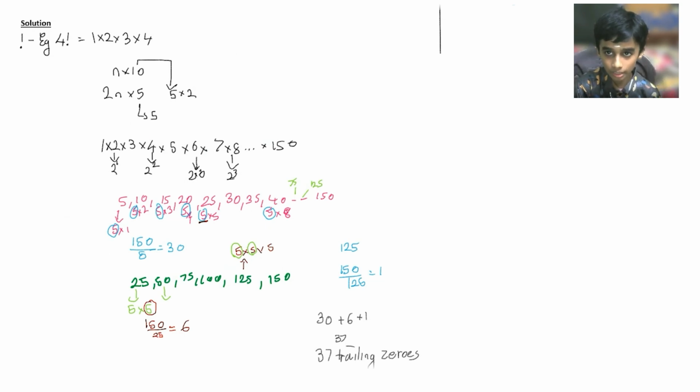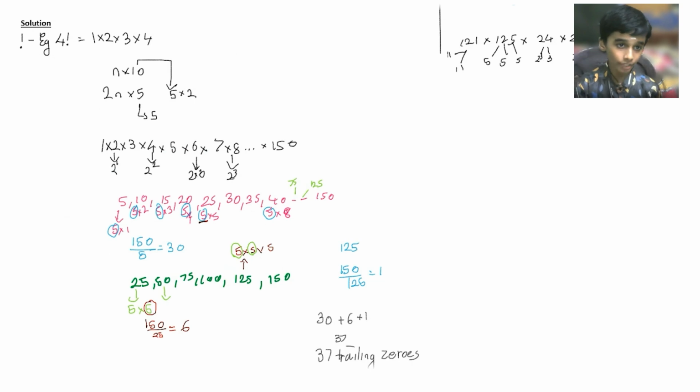The next part is 121 times 125 times 24 times 27. Let's prime factorize all of these. 121 is 11 times 11. 125 is 5 times 5 times 5. 24 is 2 cubed times 3. And 27 is 3 times 3 times 3.